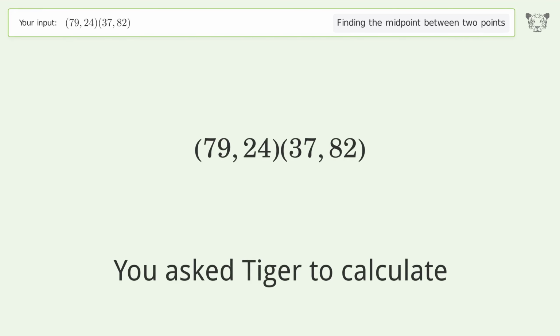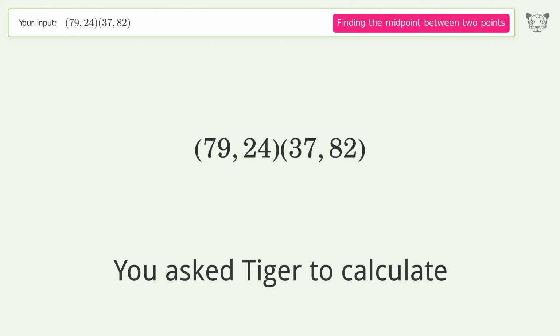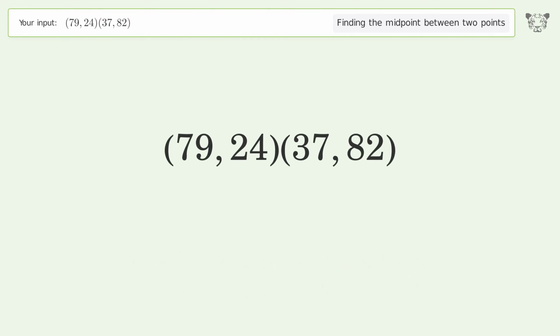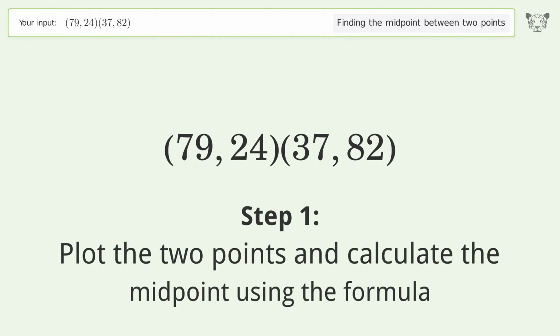You ask Tiger to calculate. This deals with finding the midpoint between 2 points. The midpoint between the 2 points is 58,53. Let's solve it step by step. Plot the 2 points and calculate the midpoint using the formula.